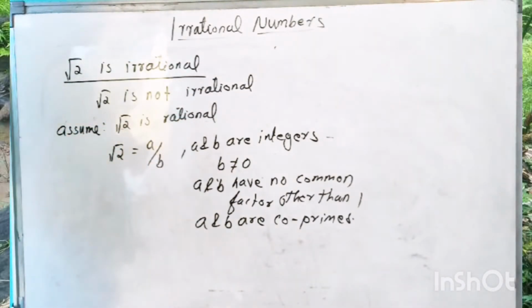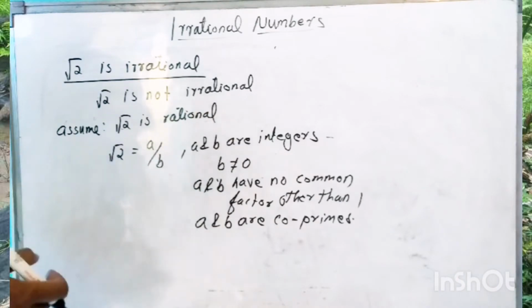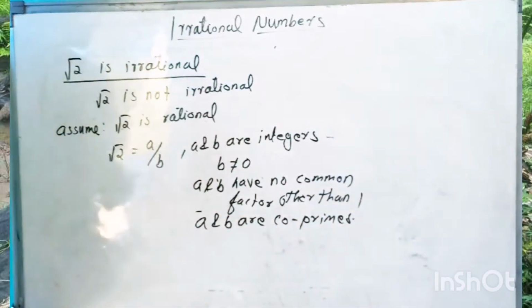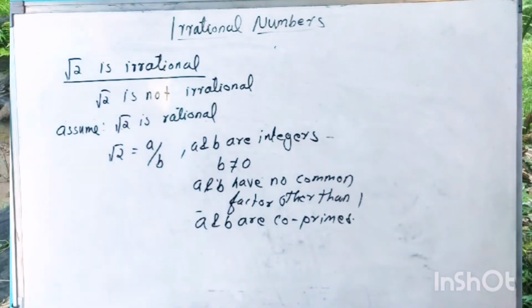So what is our assumption? Root 2 is rational and root 2 is equal to A by B, where A and B are integers, B is not equal to 0, and A and B are co-primes. This is our assumption.